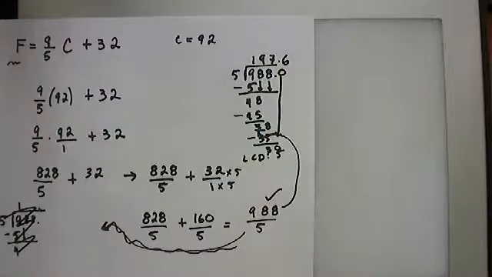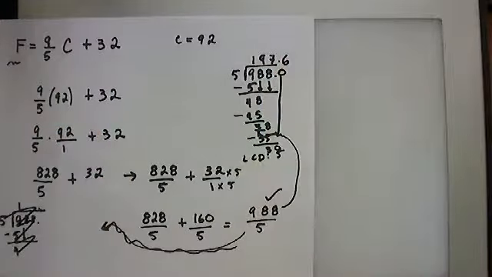5 goes into 48 9 times. 9 times 5 is 45. Subtract, you get 3. Bring down the 8. And this is where it's going to get a little muddled, so make sure you're following your notes. Bring down an 8. 5 goes into 38 7 times. 7 times 5 is 35. 38 minus 35 is 3.